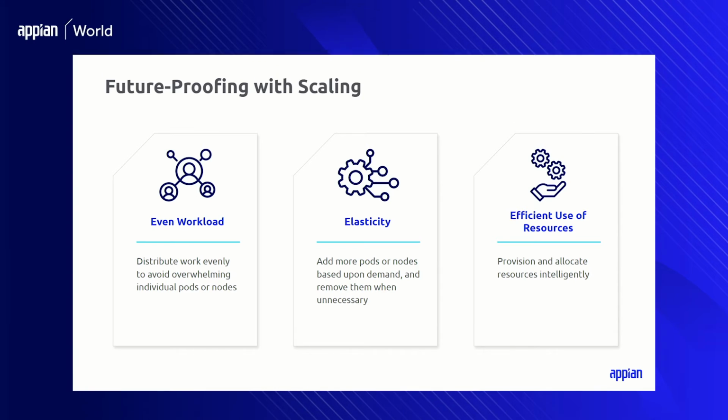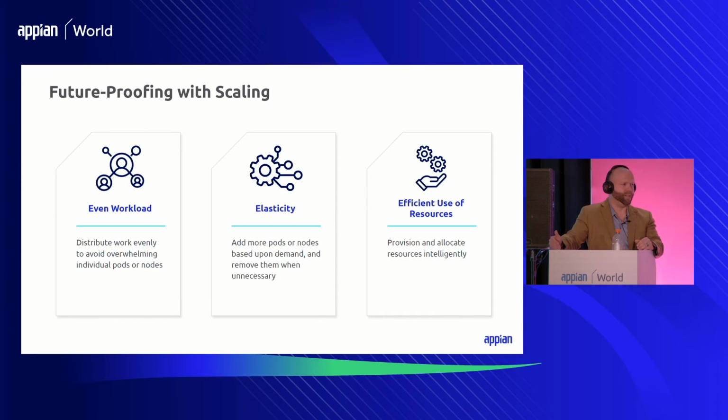And then efficient use of resources. When we provision and allocate new pods and spin up new nodes, we want to make sure we spin them up when we need to, but also consider what resources are required for them. We don't want to over provision or over allocate and give them things that aren't necessary, so that they can be used when they need to be used and not when they don't.